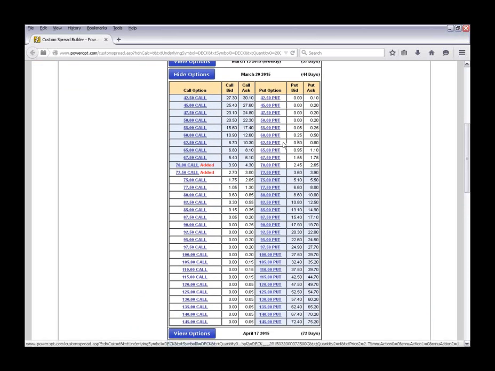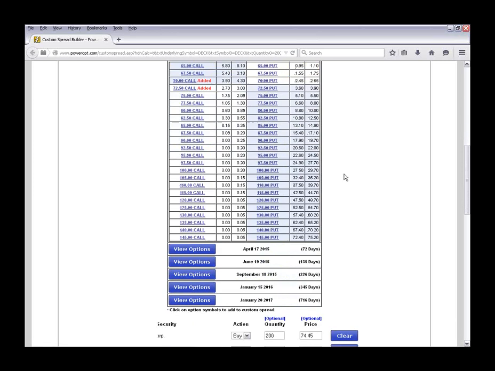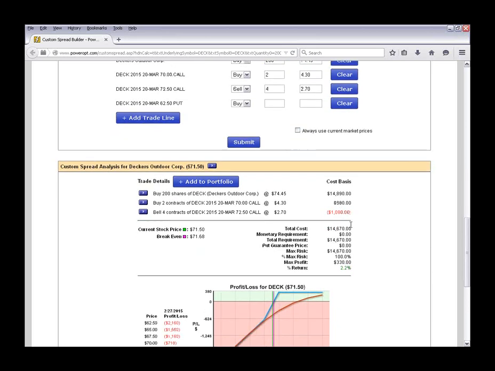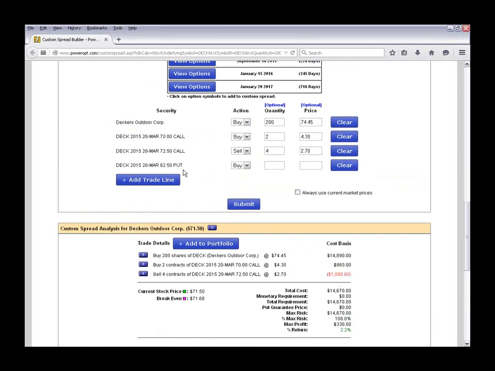$1.10 premium, so I'm going to try to keep it at the 62.50 put, 50 to 80. Let's just call it a 70-cent ask price. Remember, we did receive $1.10 or so premium here for this credit. So we're going to add that put.